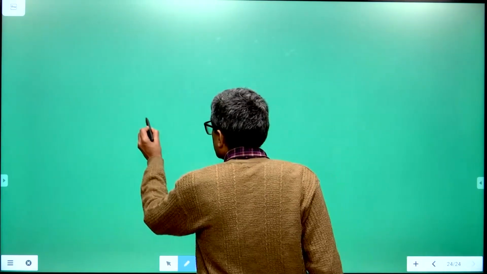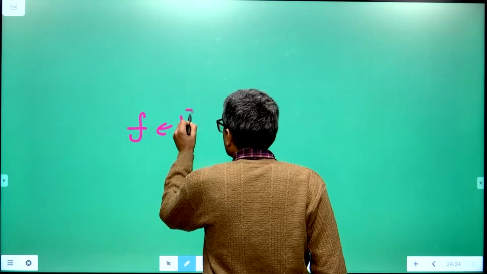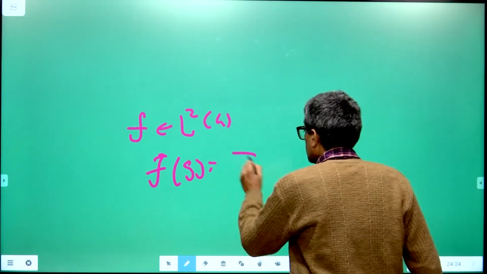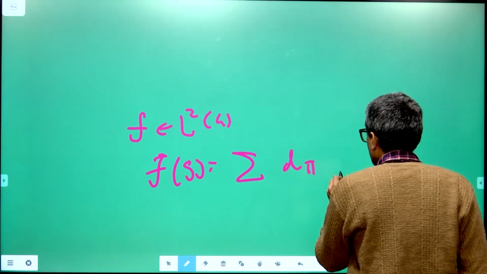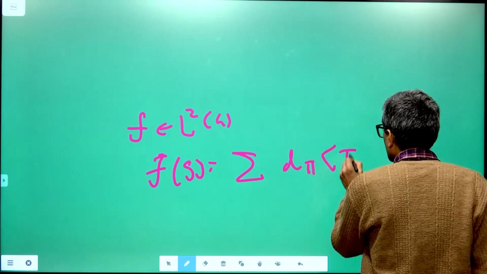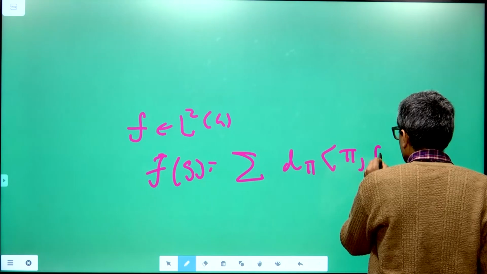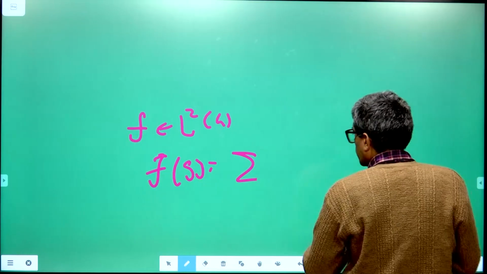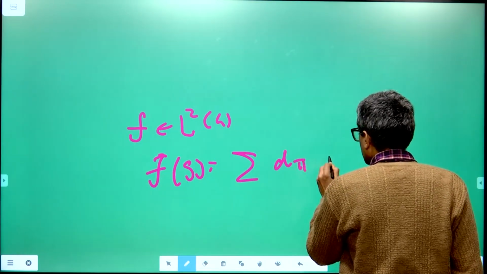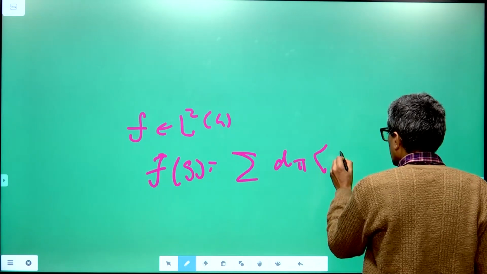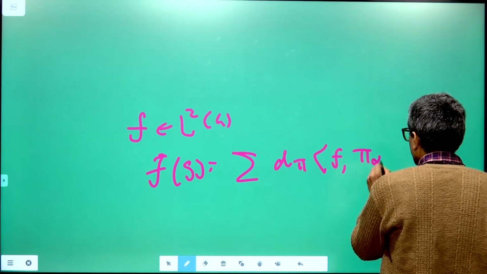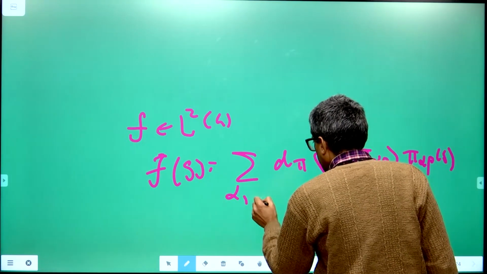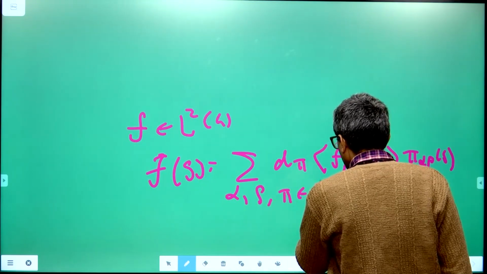So you can write any element F contained in L2(G) as F of G equals the sum of d pi times the inner product of F with pi alpha beta, times pi alpha beta of G, summed over alpha and beta and summed over all pi varying over all the irreducible representations.